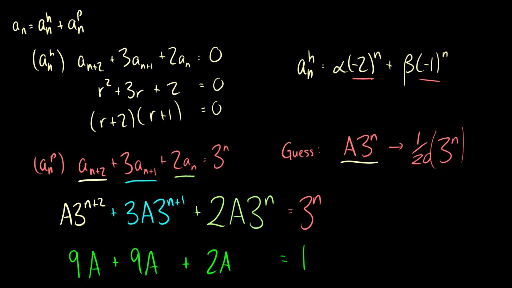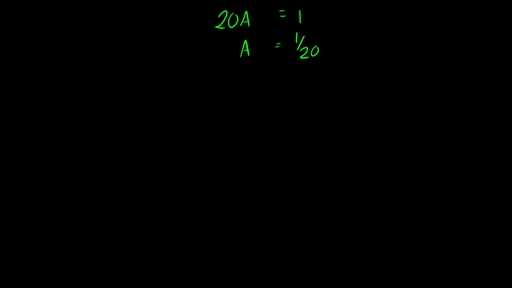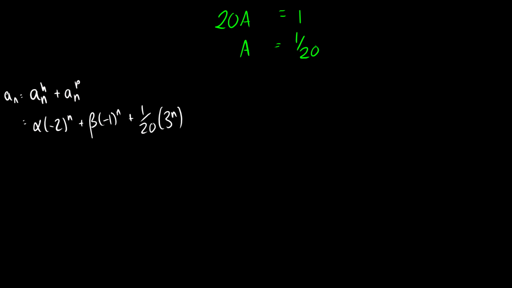Okay, so what this means is now we can solve for the whole relation. So a_n^(h) plus a_n^(p), and a_n^(h) is alpha times (-2)^n plus beta times (-1)^n. Remember, we figured that out earlier. And then we're going to add 1/20 times 3^n.